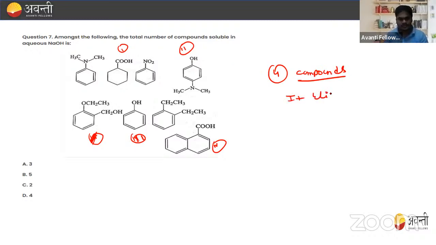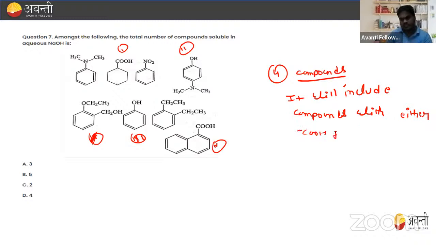It will include compounds with either a COOH group or a phenolic group, right? So any compound which contains the COOH group or phenolic group is soluble in aqueous NaOH. So the correct answer is 4.